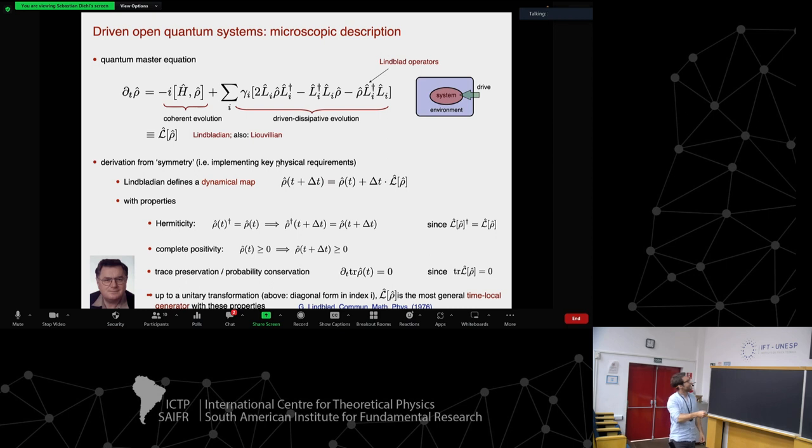or in other words, probability is preserved. And then the statement that Lindblad could make here is actually that up to a unitary transformation in the space of this index I, you could rotate that, read this as a diagonal form, where we are just really summing over a diagonal. You could undo this to an arbitrary basis in the space of this index here. Up to such a unitary, this is the most general time-local update of a density matrix that you can encounter in quantum mechanics.